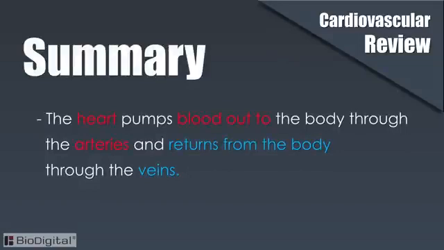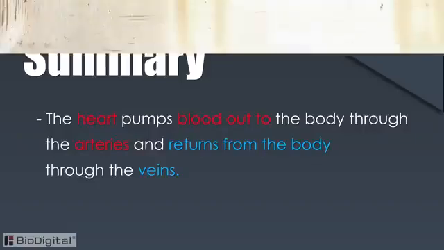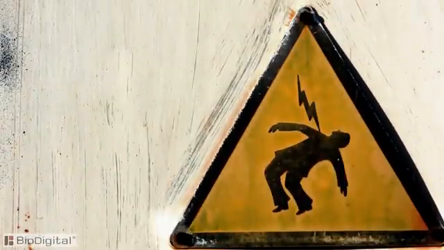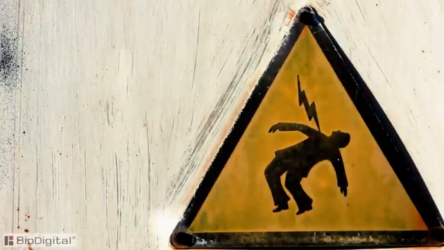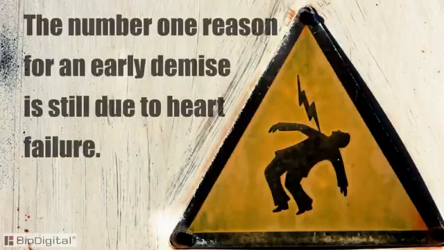To sum it all up, the heart pumps blood to the body through the arteries and returns from the body to the heart through the veins. Unfortunately, the heart is also subject to disease and conditions. In fact, the number one reason for an early demise is still due to heart failure. These conditions will be discussed further in future CTE videos.